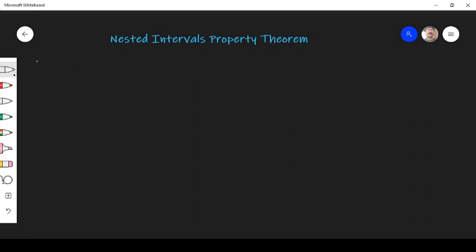We consider a sequence in ℝ of intervals defined by I_n equal to the closed interval [0, 1/n], n in ℕ. Now, let us check whether this is a sequence of nested intervals. Let us see the pattern of these intervals.